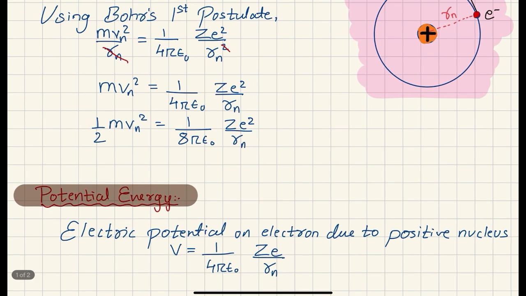Now, with the help of this, I already have my kinetic energy, since this half mvn square is nothing but my kinetic energy. So I have got the kinetic energy that is equal to 1 over 8 pi epsilon naught Z e square over rn.